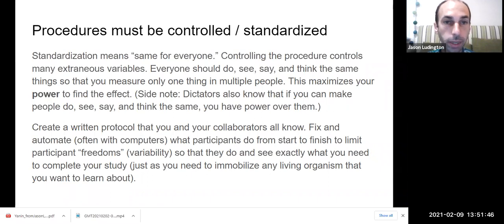So when we're doing an experiment, we need to create a written protocol that all the collaborators know about, so everyone's on the same page. And you need to fix and automate what the participants do from start to finish so that you eliminate all possible practice and order effects and the influence of them asking questions or something. So you don't want to allow participation to go unscripted, because when it's unscripted, things can happen that affect performance.